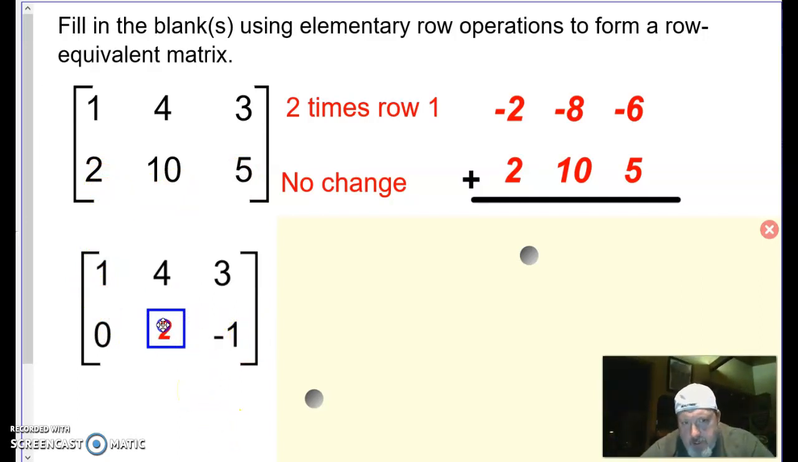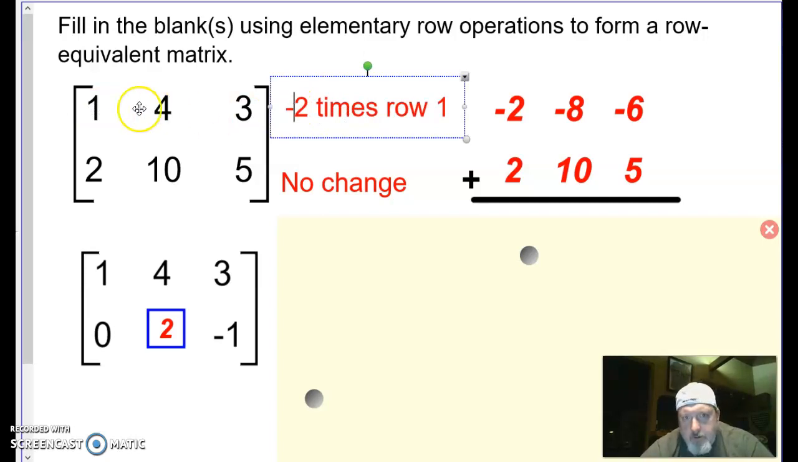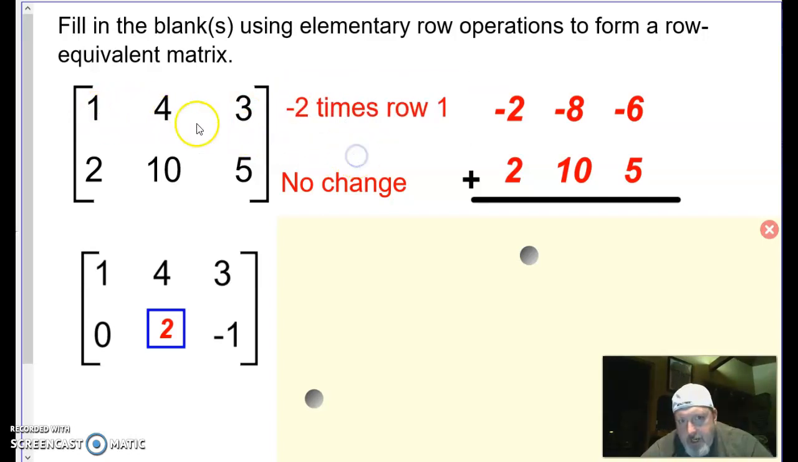So you know the answer is 2. I'll leave that there for now. But how did we get from here to here? Well, if I multiply this row by 2, actually it'd be -2, excuse me. So if I take -2 times this top row, I'm going to get -2, -8, and -6.